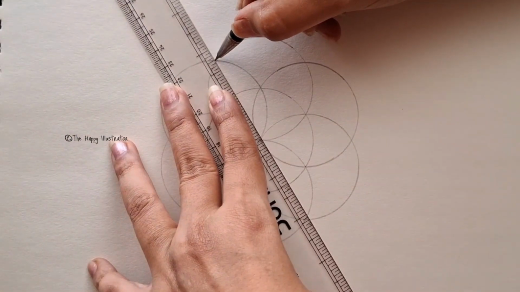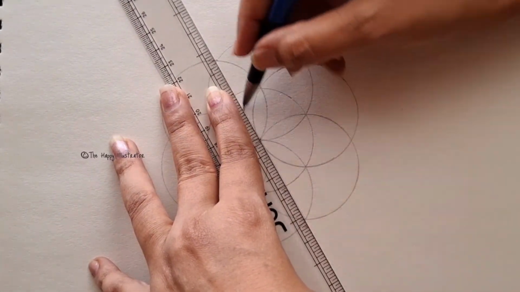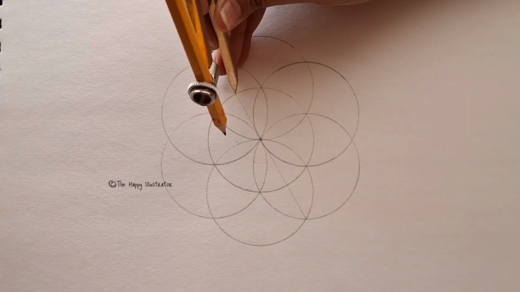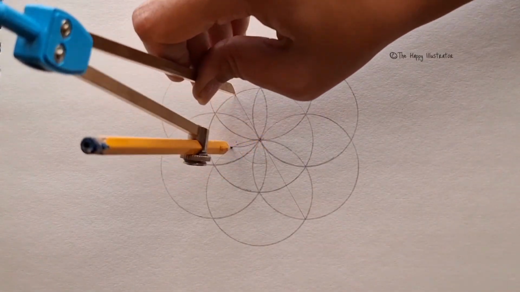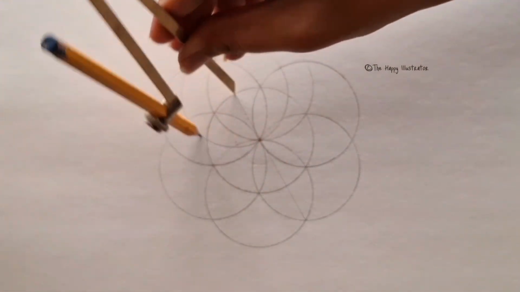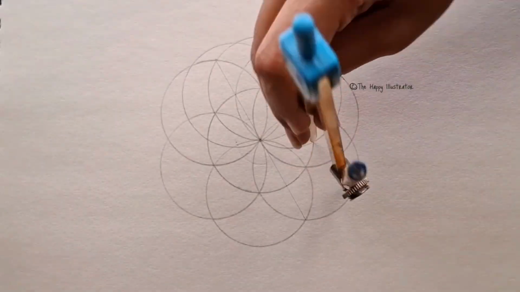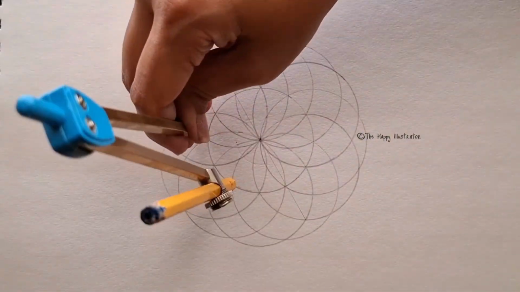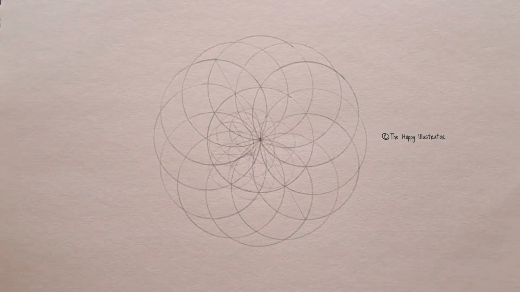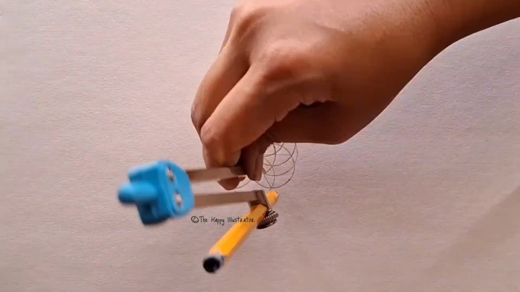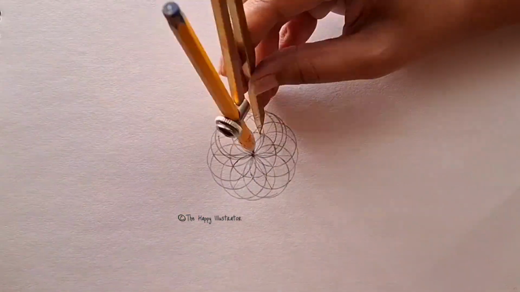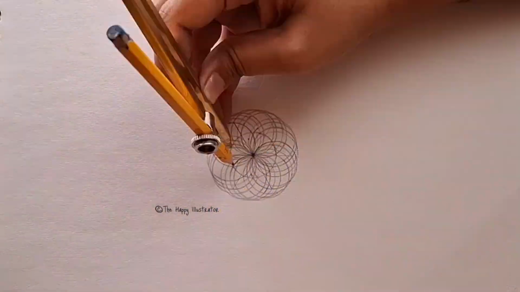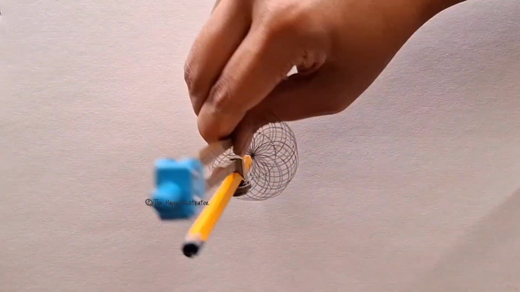Notice the almond-shaped space created where the two circles overlap. Use its center as a new starting point and construct another seed of life. Continue repeating this process outward until the full torus-like seed of life pattern begins to emerge.